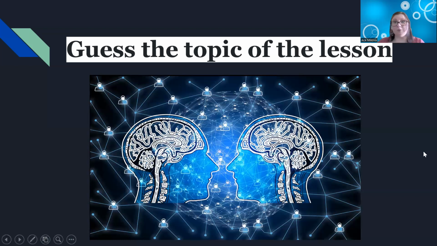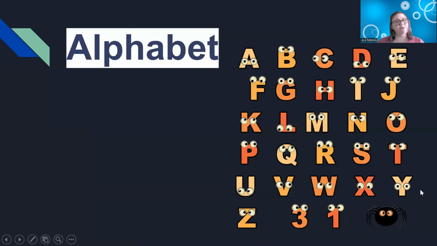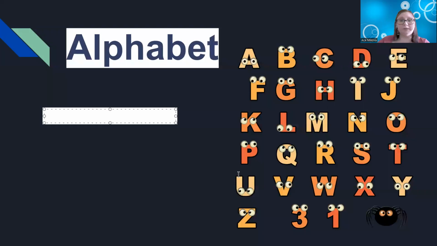Guess the topic of the lesson: one variant, another variant. My favorite one, alphabet. I do it twice a year, at the beginning of the year and at the end of the year. The main idea, I don't remember where I got this exercise. It was a task which I heard or saw somewhere. What you do, you give your students a lot of categories. For example, the first category will be food.